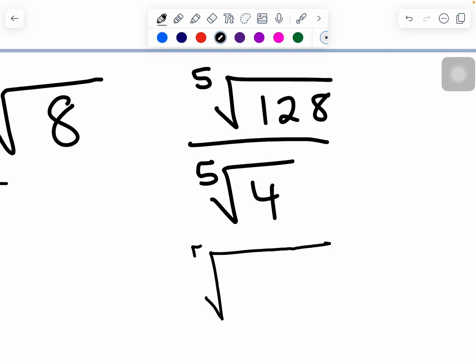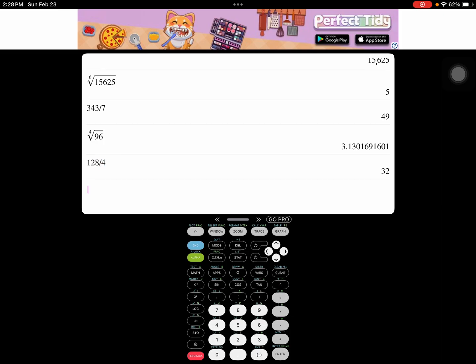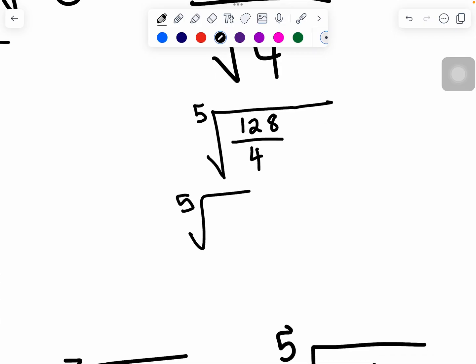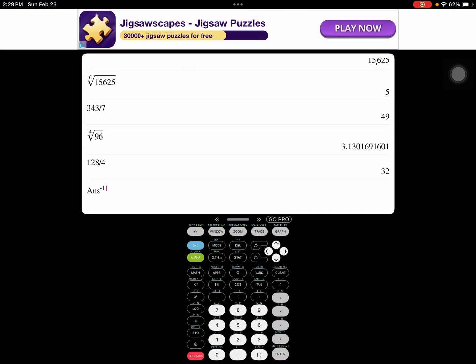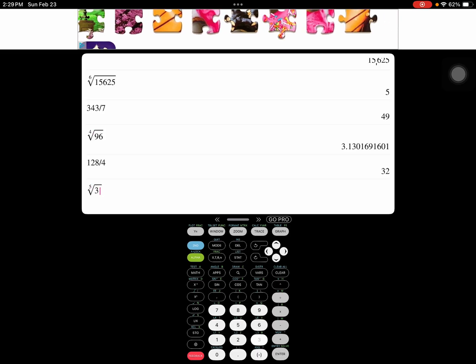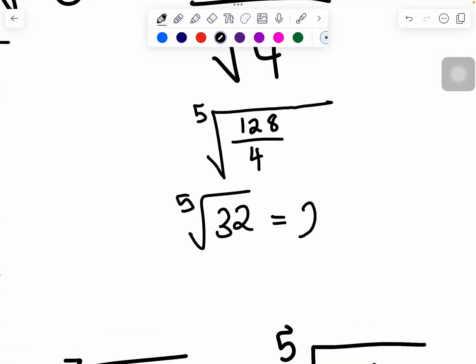All right, so we have division again, so I'm going to put them under the same root because those are both fifth roots. So I have 128 divided by 4. Let's see what that is. 128 divided by 4 is equal to 32. So we have the fifth root of 32. Let's see what that guy is. Math, fifth root of 32 is equal to 2. So 2 is a very nice number. So it is equal to 2.